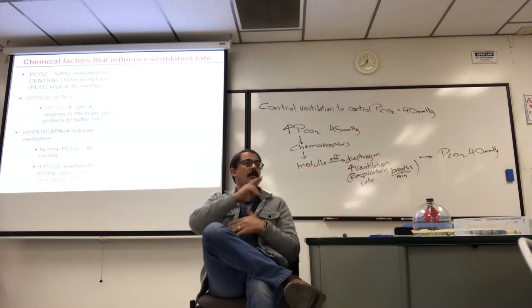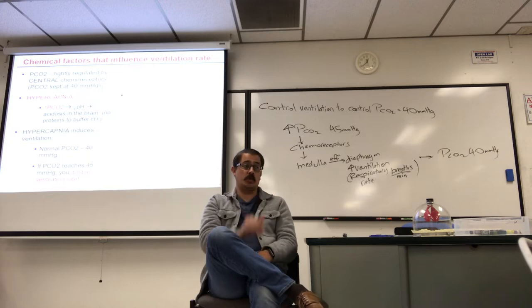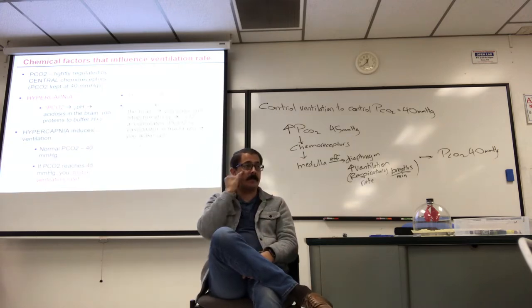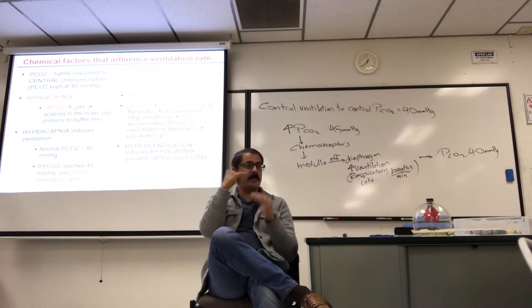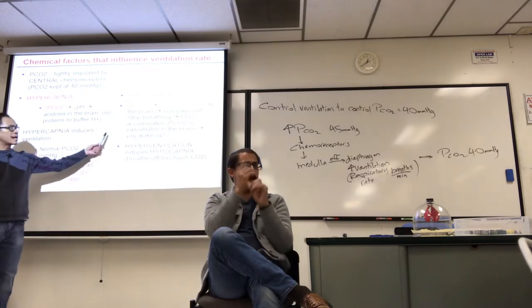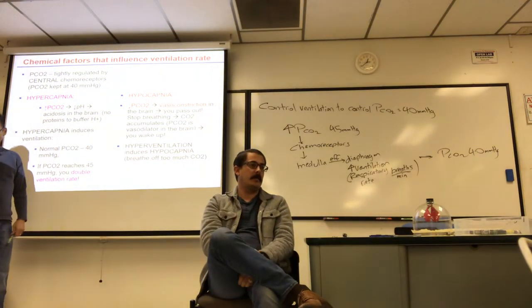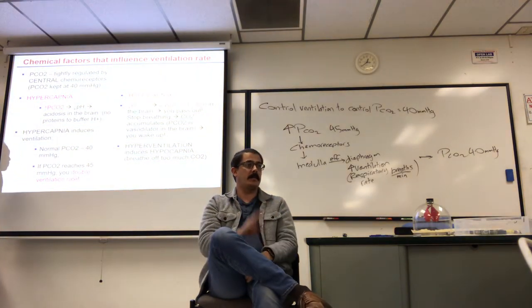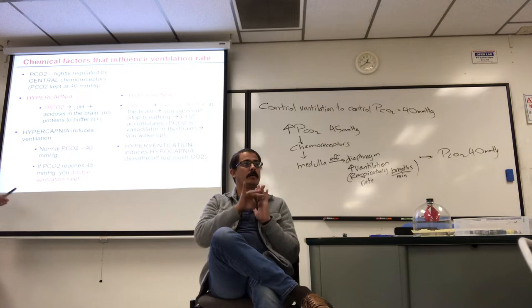However, the reverse is true. If hypocapnia occurs, you might faint, you might pass out, because CO2 is a dilator in the brain, and so if its levels become too low, you observe vasoconstriction in the brain, and then when you pass out, you stop breathing. And that allows CO2 to accumulate, and you come to, you wake up.